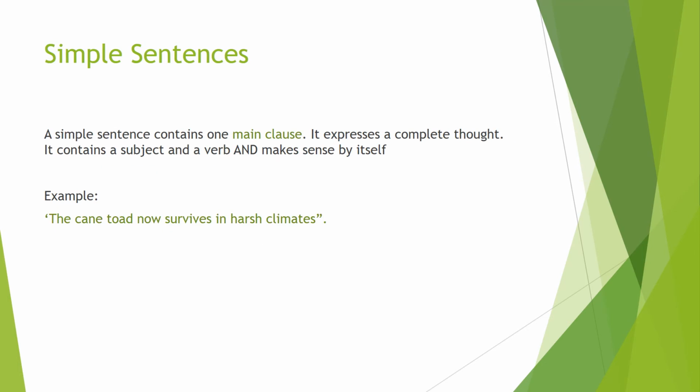First one we're going to have a look at is simple sentences. Okay, so a simple sentence contains one main clause. It expresses a complete thought. It contains a subject and a verb, and it makes sense by itself. So, an example of this: the cane toad now survives in harsh climates. We can see it has one main clause, it expresses a complete thought, it contains a subject and a verb, and it makes sense.